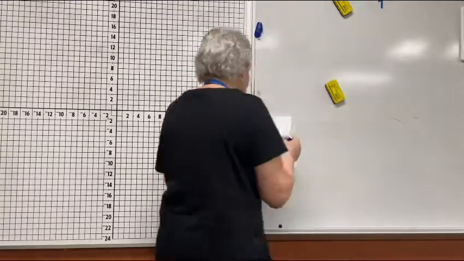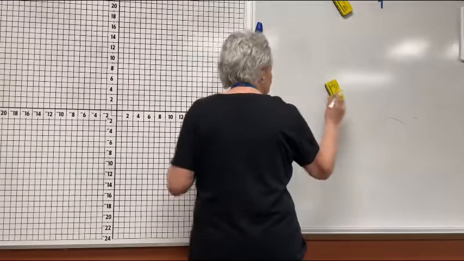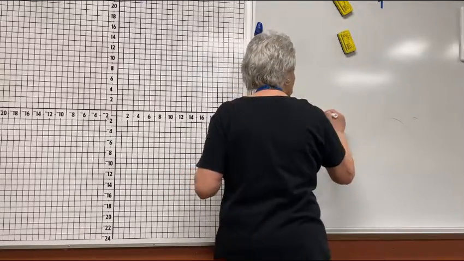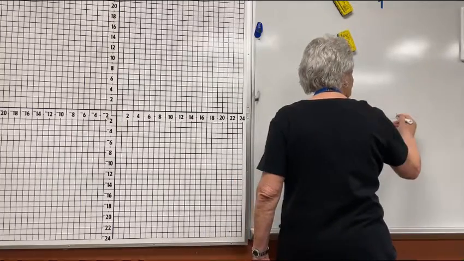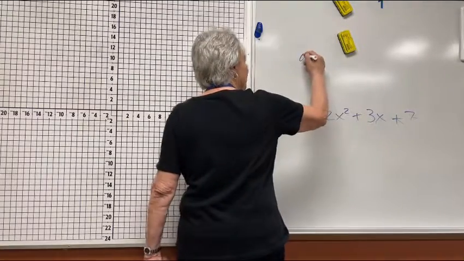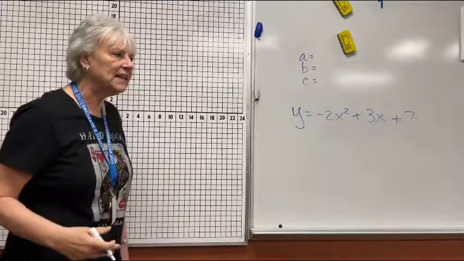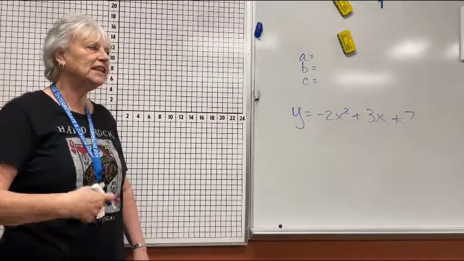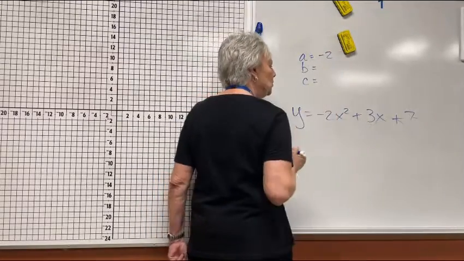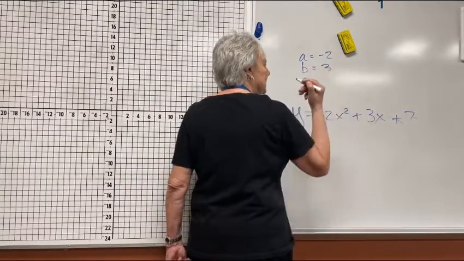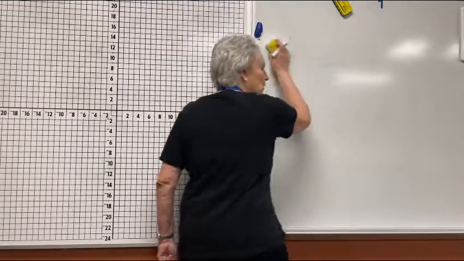Okay, what else do I want to tell you? Okay, let's just do an equation. y equals negative 2x squared plus 3x plus 7. It is very important that you can pick out the a, the b, and the c, because you're going to need it. So what's a here? Negative 2. What's b? 3. And c? 7. All right. See, it's hard for me because I don't know what you know.